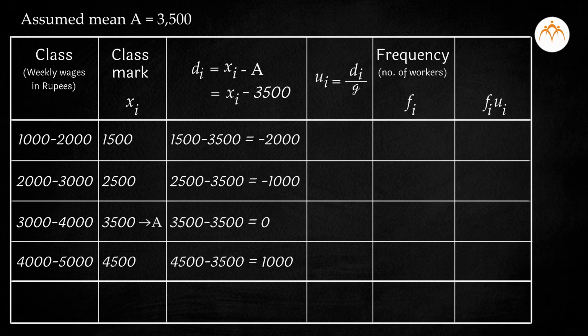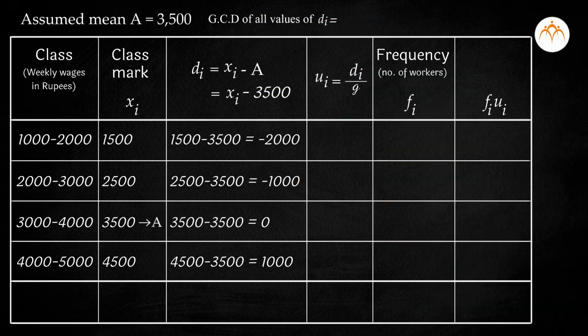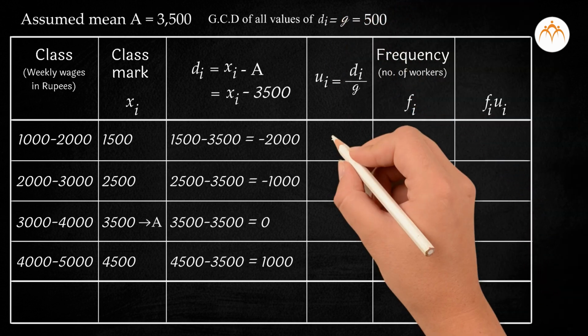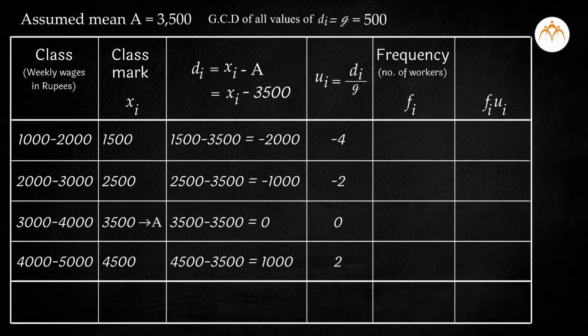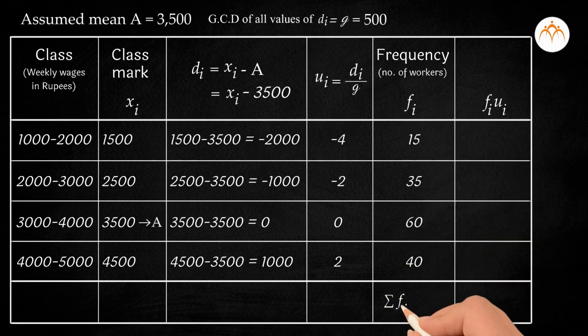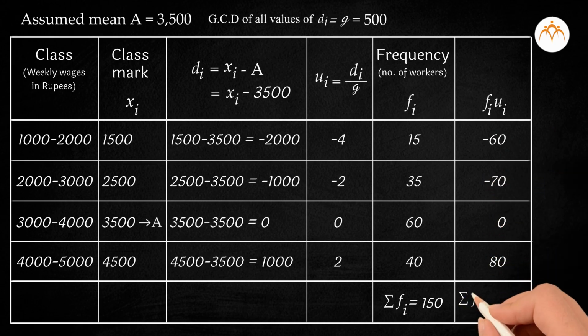Now let's calculate ui, that is di divided by g. The GCD of all values of di is 500, therefore g is equal to 500. Minus 4, minus 2, 0 and 2. Let's write down the frequency, that is number of workers. 15, 35, 60 and 40. Summation fi is equal to 150. Let's calculate and write down the values for fiui. Minus 60, minus 70, 0 and 80. Now here summation fiui is equal to minus 50.